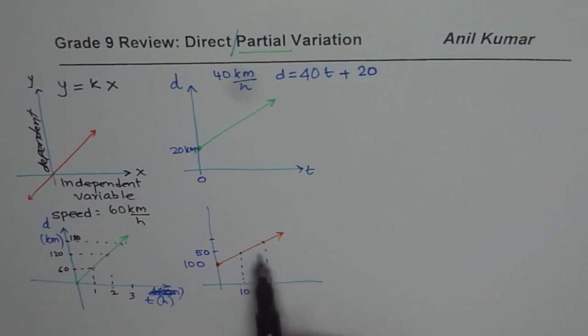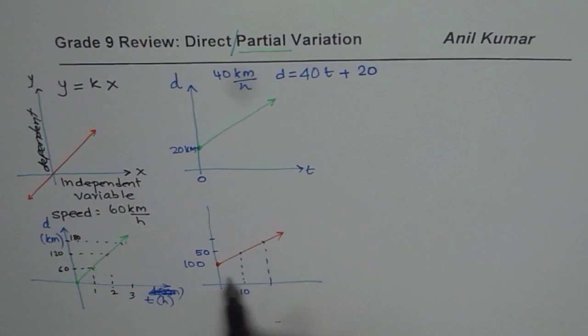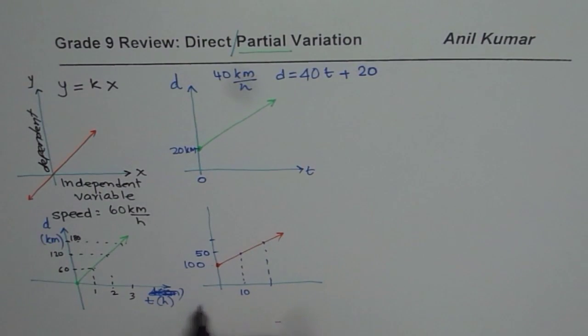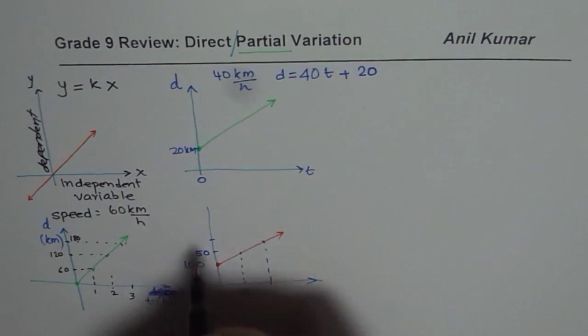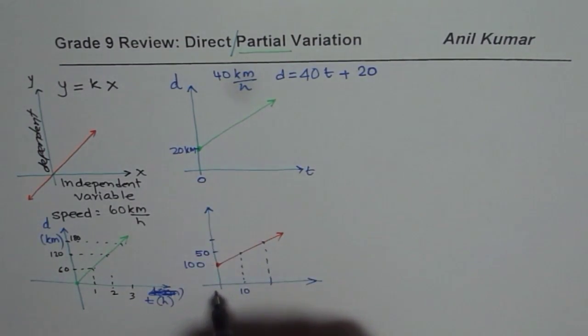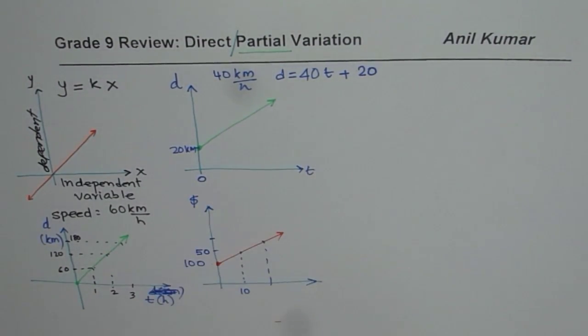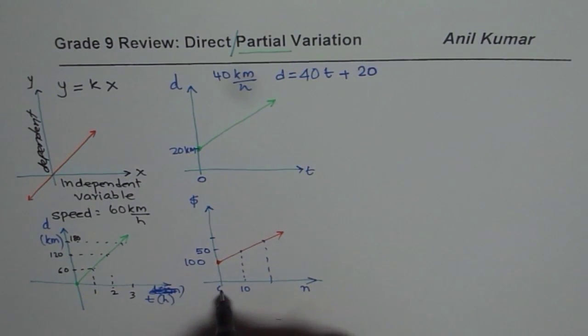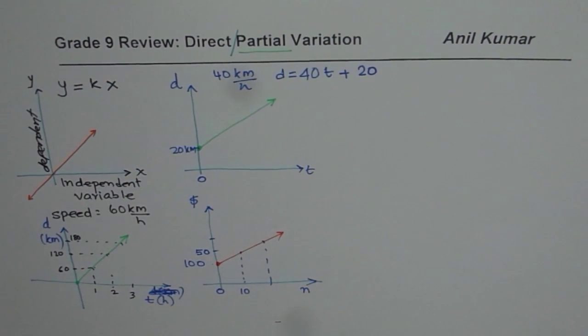In that case, it is a partial variation, because when no one attends the party, even then, for booking, you pay $100. And here, what are the dependent and independent variables? The dependent variable, of course, is the amount charged in dollars, and the independent variable is the number of persons attending the party. If the number of persons is 0, you still pay $100.